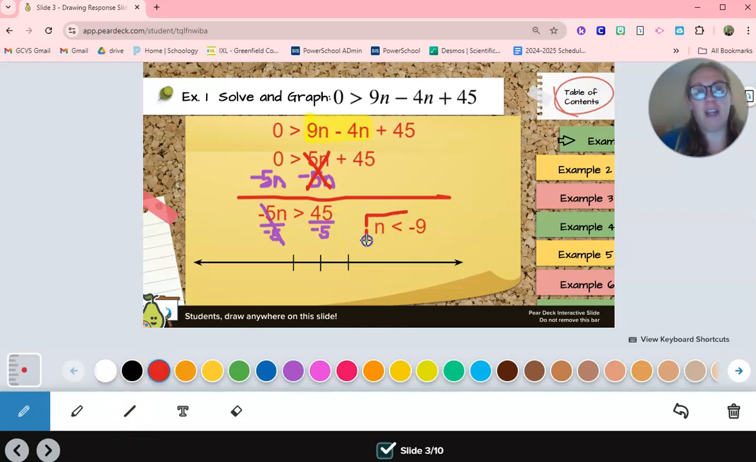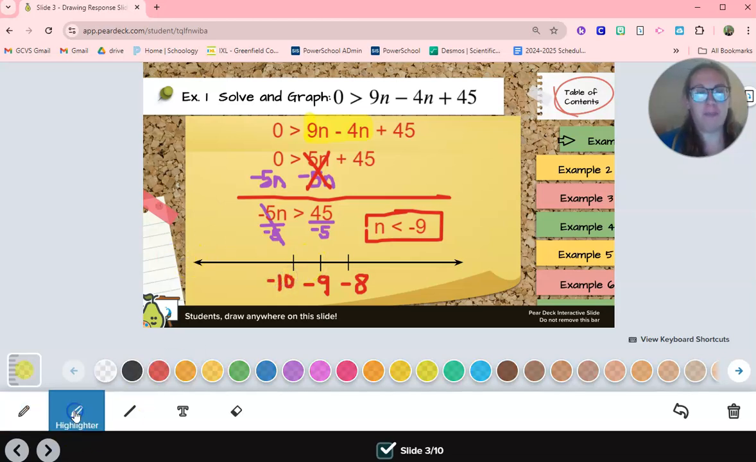So here's our final inequality, which means I'm going to put negative 9 in the middle. To the right of negative 9 will be negative 8, numbers getting closer to 0, and to the left will be negative 10, further from 0. Because this is just a less than symbol, it is going to be an open circle on negative 9, and it's less than, so we're shading to the left. Less goes to the left.